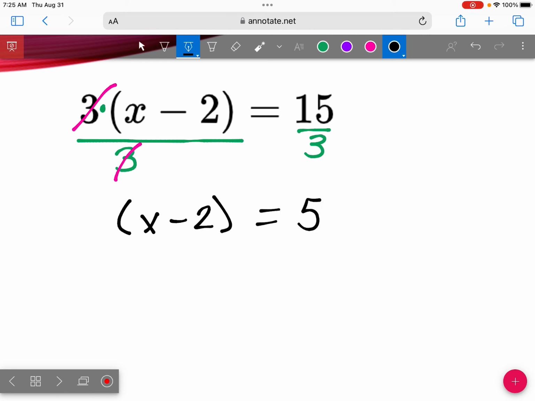Are the parentheses doing anything for us anymore? No, so we can get rid of them. If there's nothing outside our parentheses anymore, they have done their job and we can be rid of them. Then what do we do to get to our solution here? Add 2. Okay.